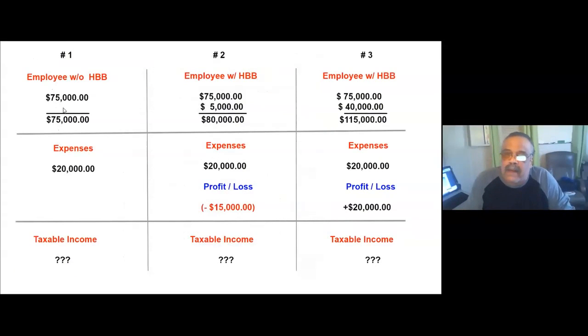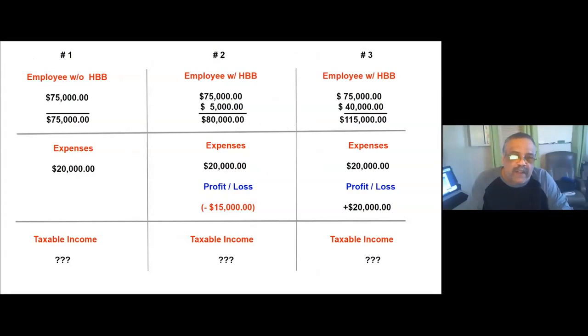Again, like I said, we're going to talk about an employee that made $75,000. They got $20,000 in expenses. The employee made $75,000 on their job, $5,000 in their business, got $80,000. Same $20,000 worth of expenses. And then the employee would have made $75,000, but made $40,000 in their business.